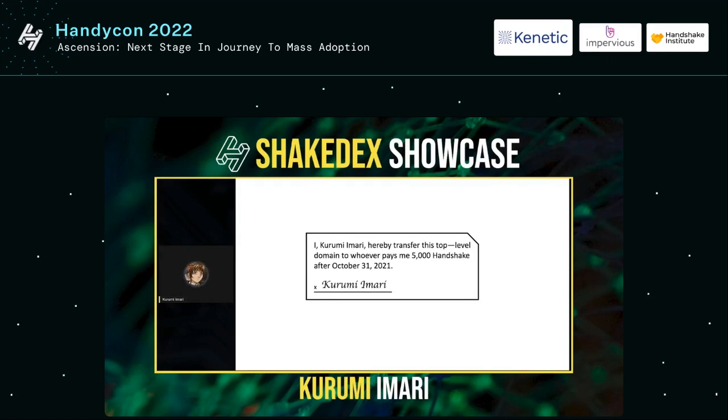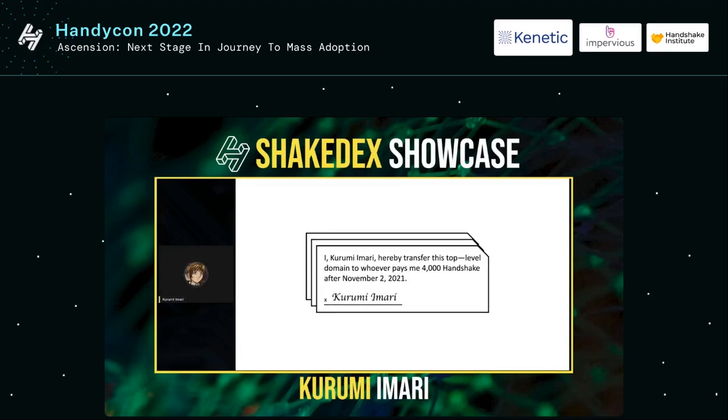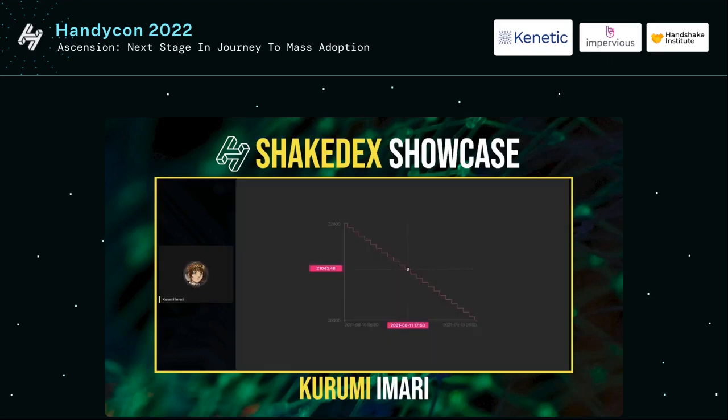So let's start with one of these. We're going to say 5,000 Handshake after October 31st, 4,500 Handshake after November 1st, so on and so forth until I reach my reserve price. What I end up with is a Dutch auction. And for those of you who are unfamiliar, a Dutch auction is basically an auction where the price starts high and ends at a lower reserve price, and the price is lowered periodically as time goes on.